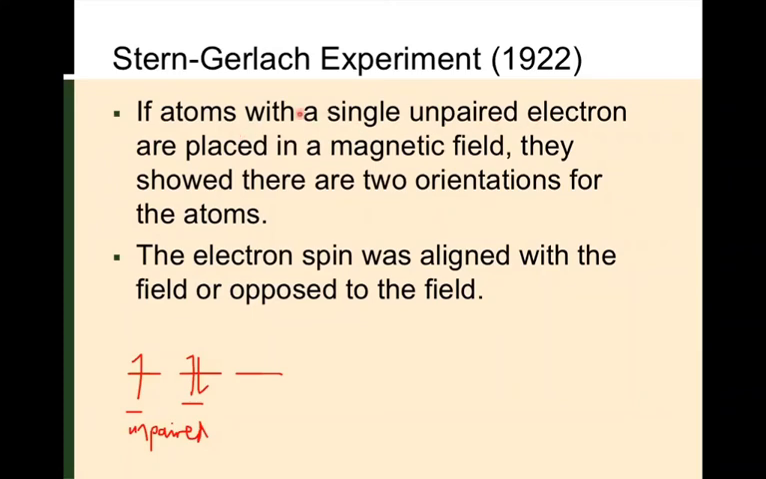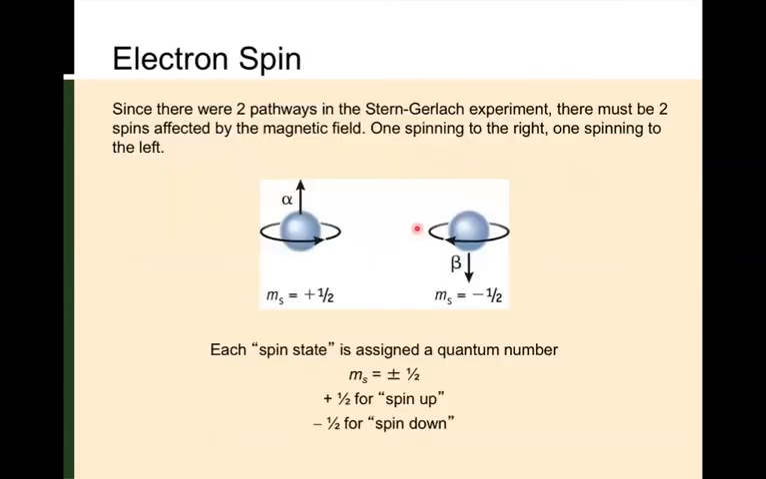If atoms with a single unpaired electron are placed in a magnetic field, they showed that there are 2 orientations for the atom, either aligned with the field or opposed to the field. So that told us that there were 2 orientations. This electron spin then, since there are 2 pathways in the Stern-Gerlach experiment, there must be 2 spins affected by the magnetic field, one spinning to the right and one spinning to the left.